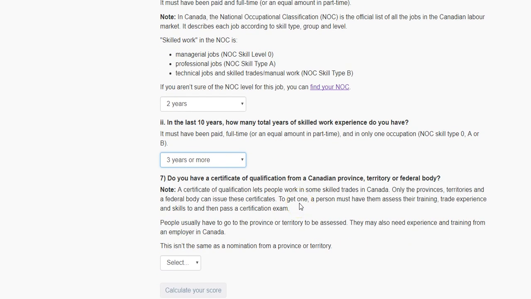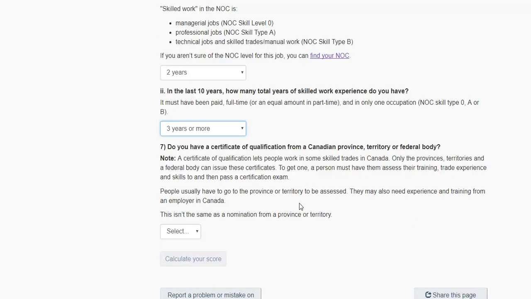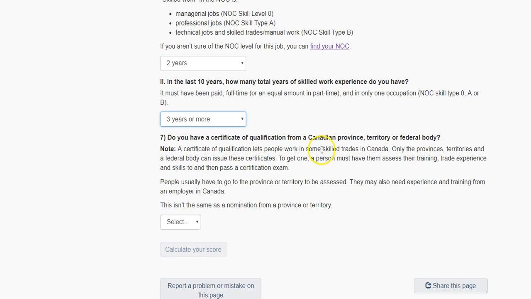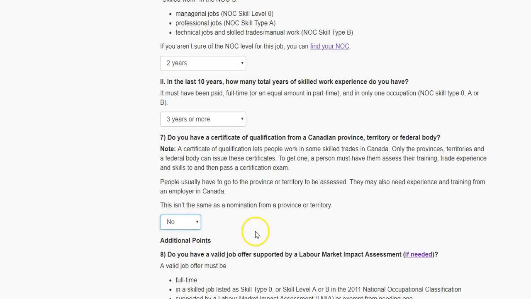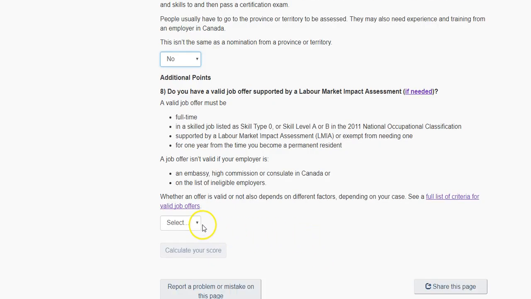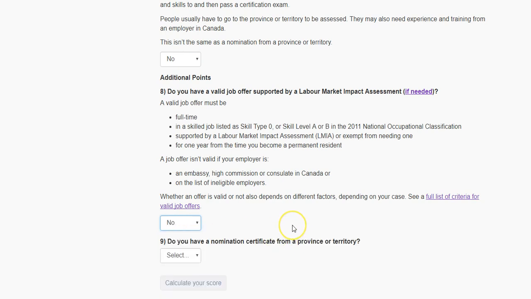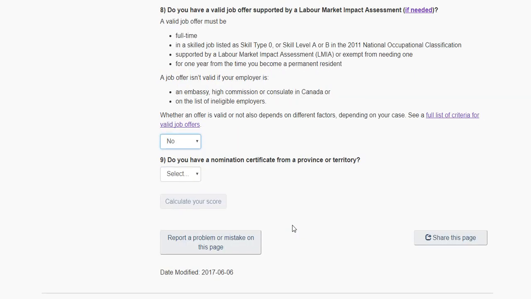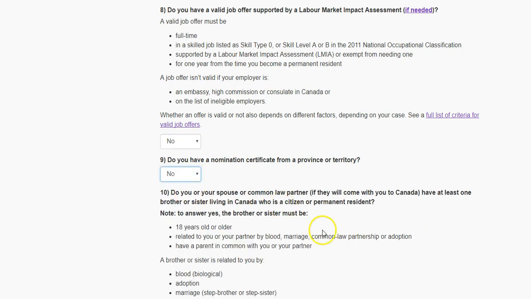It's asking me if I have a certificate of qualification from a Canadian province, territory, or federal body, which is basically about skilled trades. I would say no. It's asking me now if I have a valid job offer supported by a labour market impact assessment, if I need one. If I'm exempted, then it would apply. But let's say no, I don't have an LMIA. Do you have a nomination certificate from a province or territory? I would say no, I haven't got a nomination certificate either.